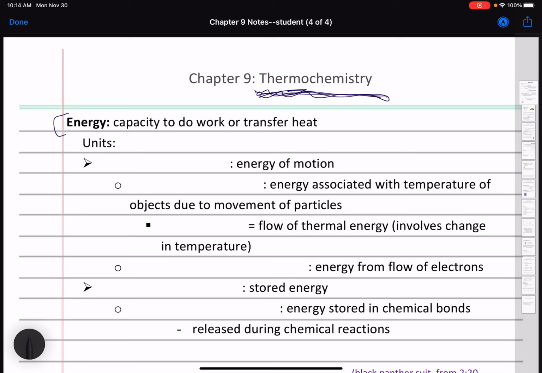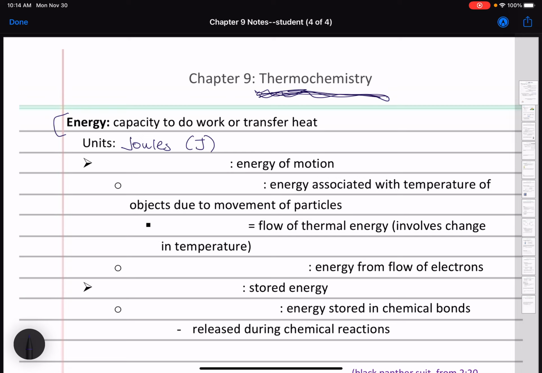Energy is defined as the capacity to do work or transfer heat. It's really a topic in physics, and in this chapter, we are applying it to chemistry. The SI units of energy are joules, which is abbreviated with a capital J.